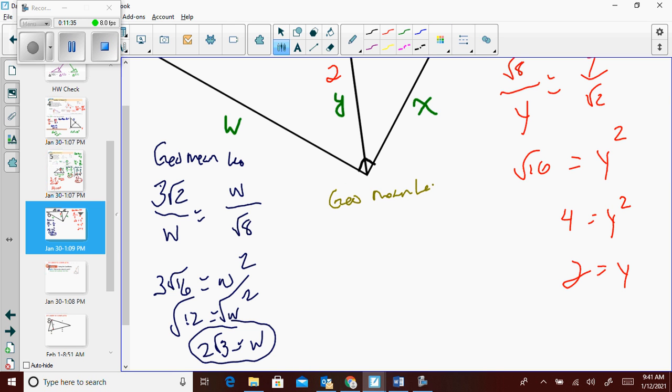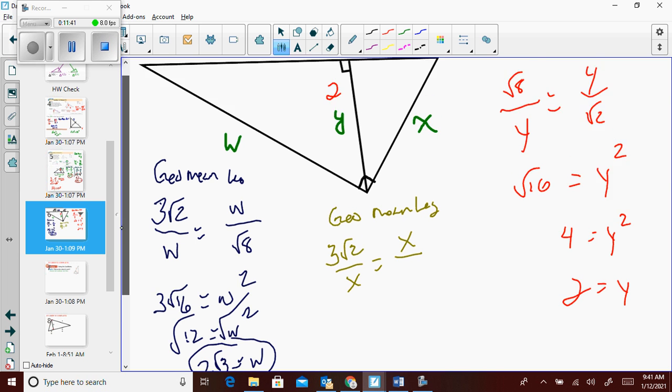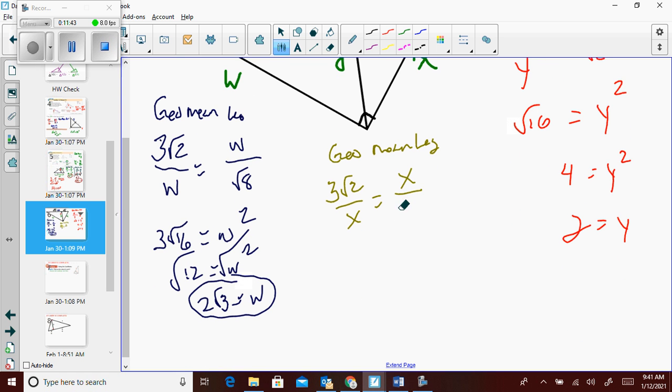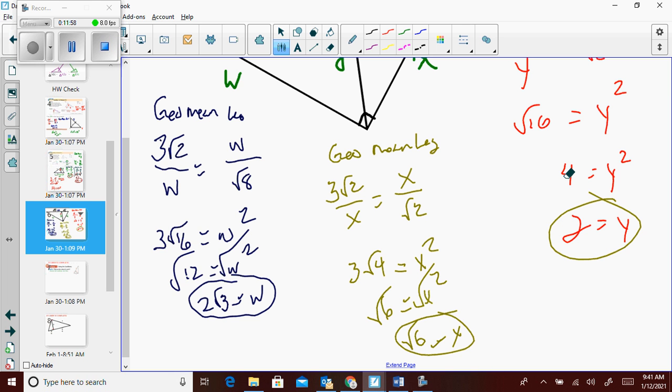Geomean leg again for x. The hypotenuse is still 3 radical 2, except now I have a radical 2 here. X squared equals 3 radical 4. 6 is x squared. Square root both sides. X is radical 6. Okay? Those are our 3 values using the various ways.